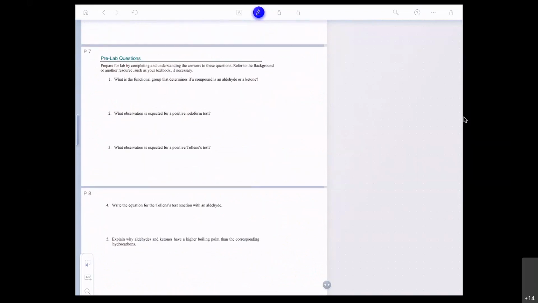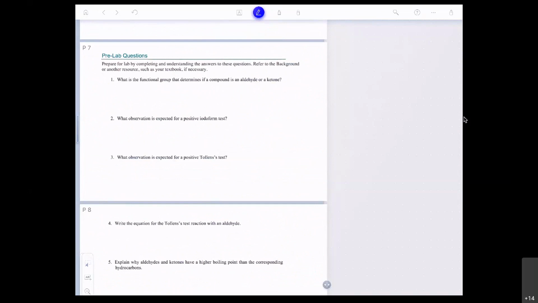So what I want to do is take a quick look at the pre-lab questions, just kind of go over them, and then I'll look at the post-lab, and then we'll look at what your unknown is, and that should help you finish the lab flow, okay?